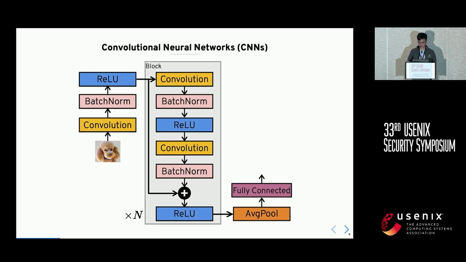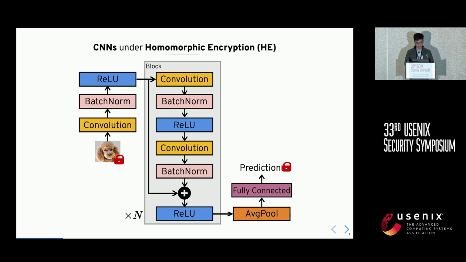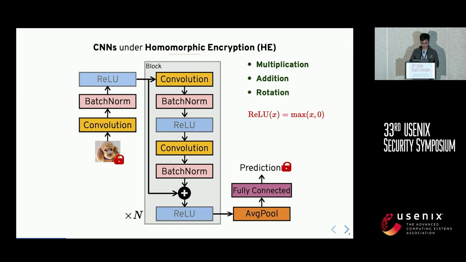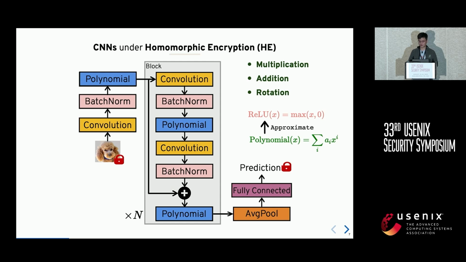This is the architecture of convolutional neural networks. If we want to evaluate a convolutional neural network under fully homomorphic encryption, the input image and output predictions are encrypted. We know homomorphic encryption only supports multiplication, addition, and rotation. So it's okay to directly evaluate batch norm and convolution under fully homomorphic encryption, but it doesn't support nonlinear activation functions like ReLU. ReLU is popularly used in convolutional neural networks. So we need to use polynomials to approximate the ReLU.